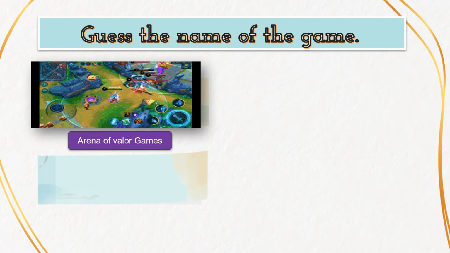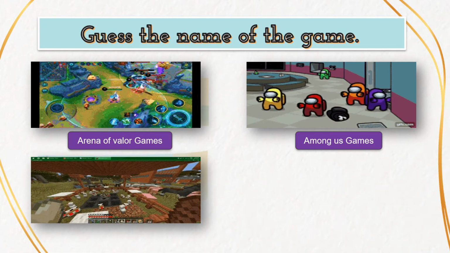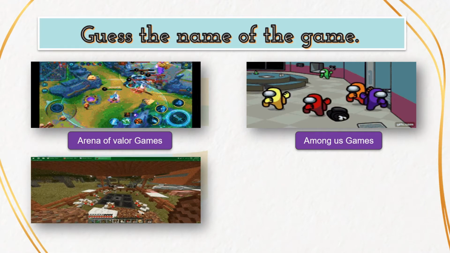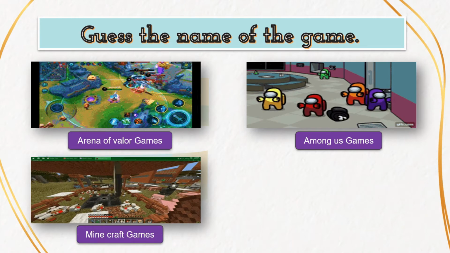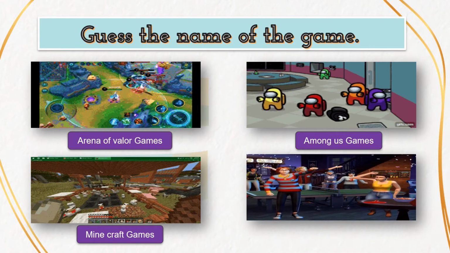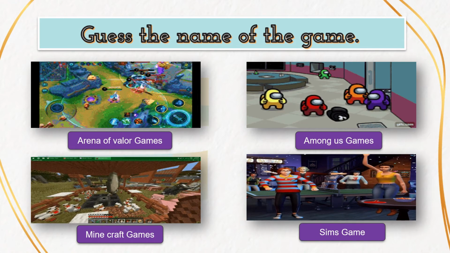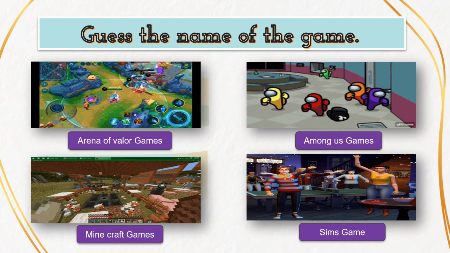Nowadays this game is what? Yeah, the children, they like this game. Next is, how about this? Did you know this? Yes, very good, Among Us game. Next is, how about this one? Okay, Minecraft games. And the last is, what game is this? Sims game. Okay, very good everyone.